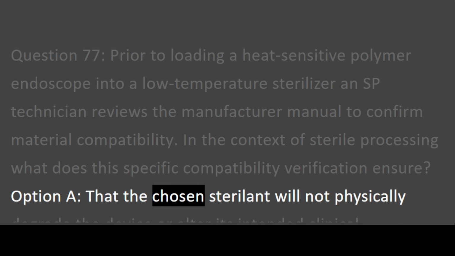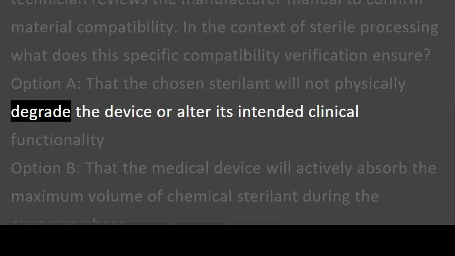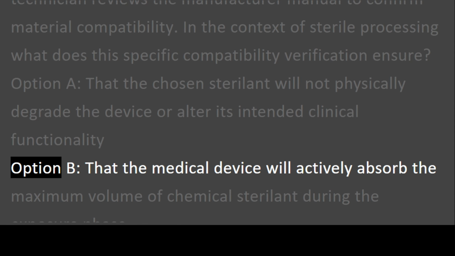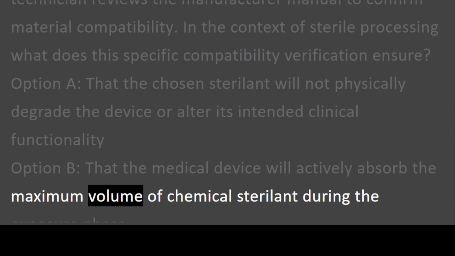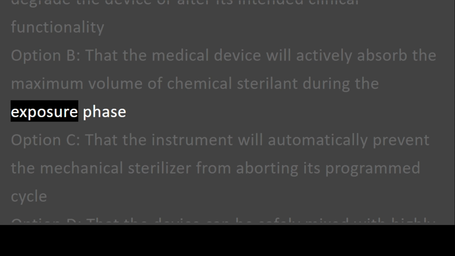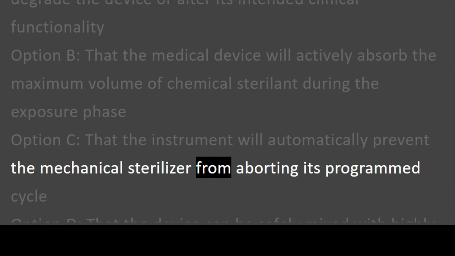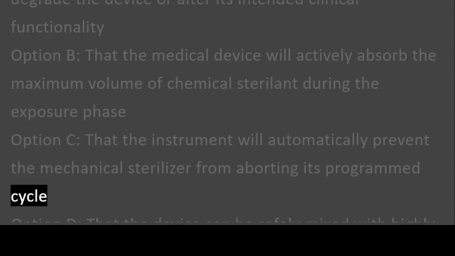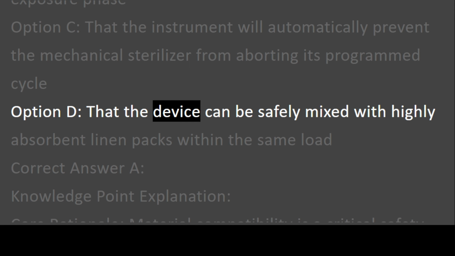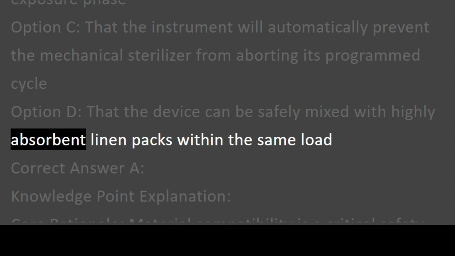Option A, that the chosen sterilant will not physically degrade the device or alter its intended clinical functionality. Option B, that the medical device will actively absorb the maximum volume of chemical sterilant during the exposure phase. Option C, that the instrument will automatically prevent the mechanical sterilizer from aborting its programmed cycle. Option D, that the device can be safely mixed with highly absorbent linen packs within the same load.